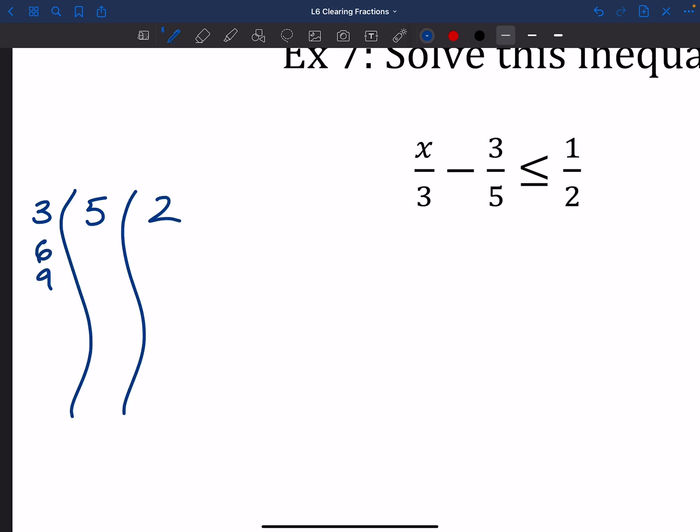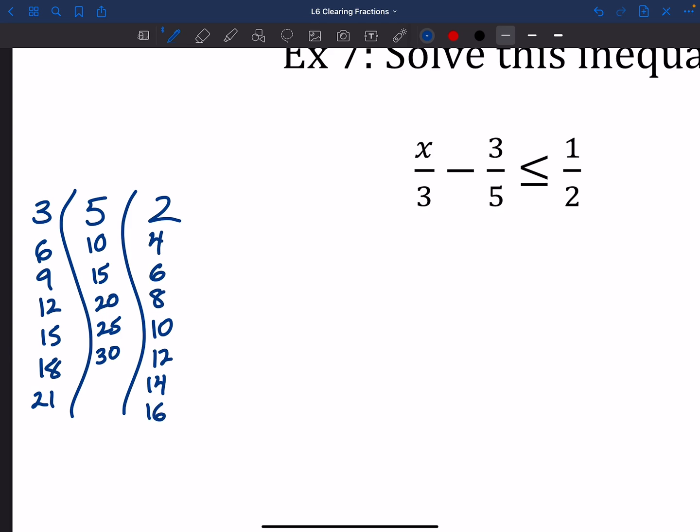So 3, 6, 9, 12, 15, 18, 21. 5, 10, 15, 20, 25, 30. 2, 4, 6, 8. Sorry, wrong thing. So what's going on here is that I'm already running through some numbers and I'm not really seeing anything that they have in common, right?